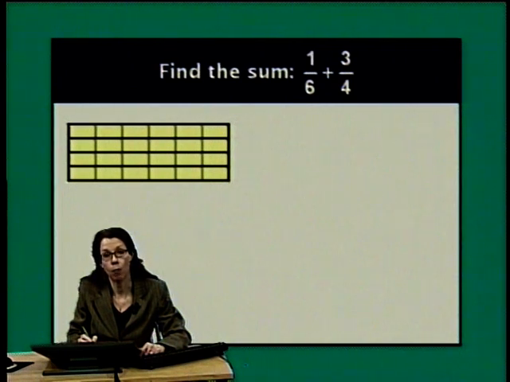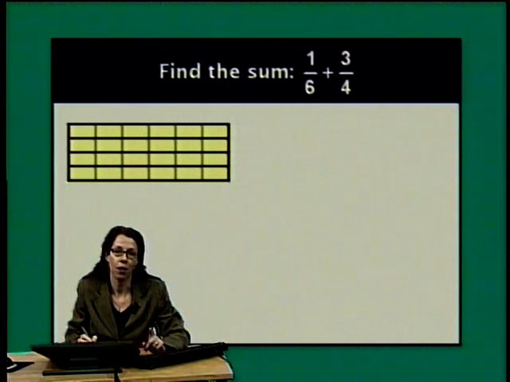But let's think about multiples of 6 and 4. Let's think about multiples of 6. 6, 12. Well, 12 is a multiple of 4 too. In fact, 12 is the least common multiple of 6 and 4, and that's not what we got from our fraction bars. So let's think a little bit more about what's happening here.